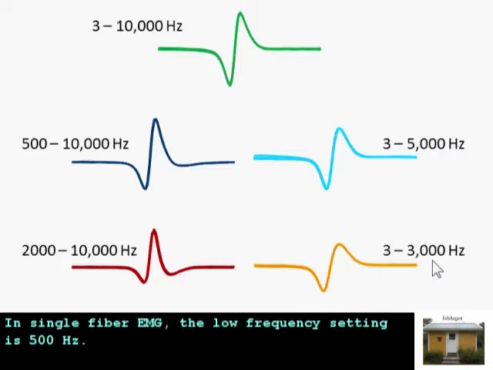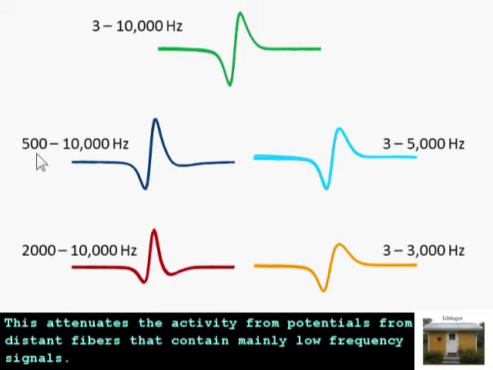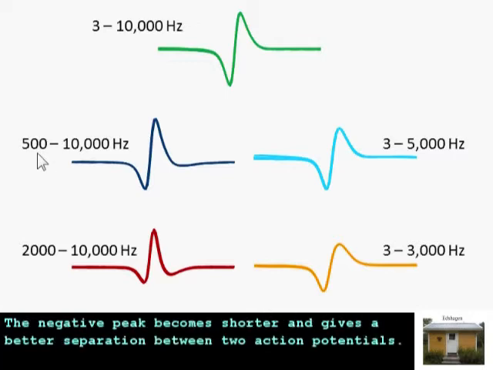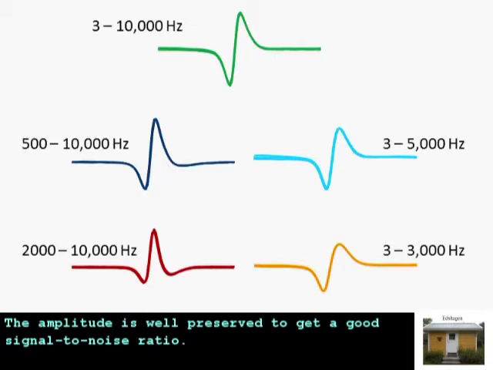In single fiber EMG, the low frequency setting is 500 Hz. This attenuates the activity from potentials from distant fibers that contain mainly low frequency signals. Thus, filtering increases the selectivity of the electrode. The negative peak becomes shorter and gives a better separation between two action potentials. The amplitude is well preserved to get a good signal-to-noise ratio.